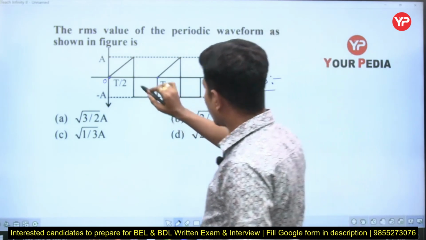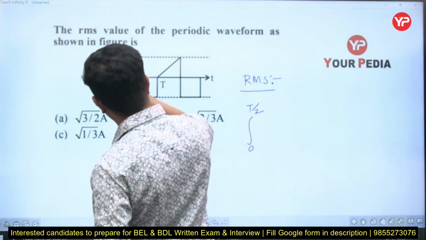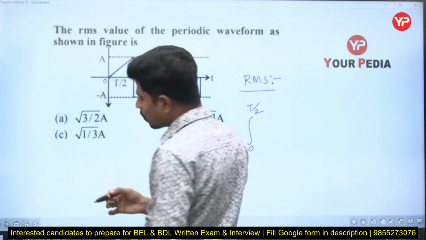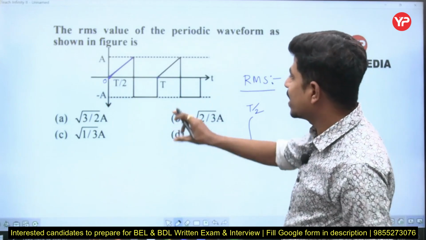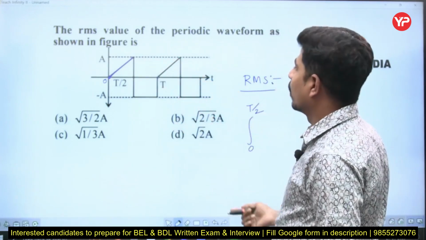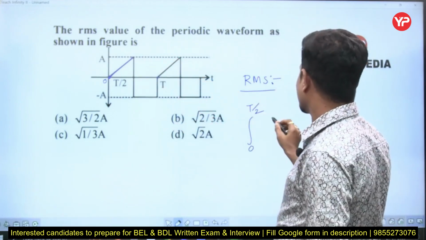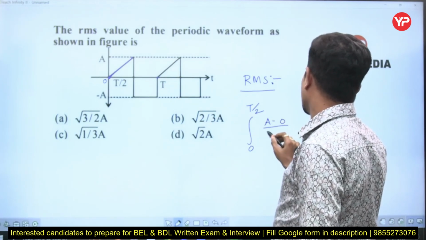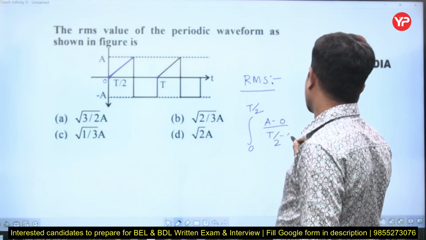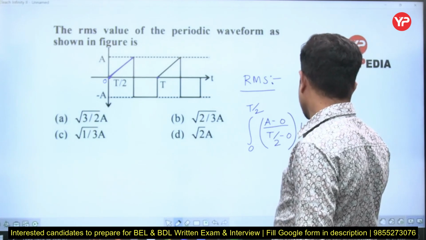What is the equation of this? This looks like y is equal to mx. Y is this one. M, how much is the slope? y2 minus y1, that is A minus 0, by x2 minus x1, that is T.